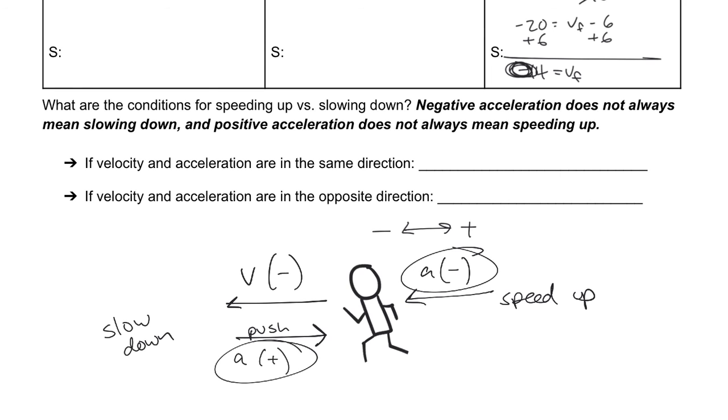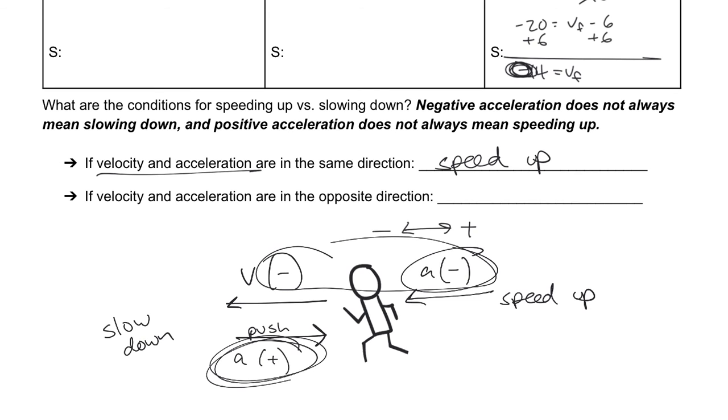So the conditions here are that if your velocity and your acceleration are in the same direction, so they're either both negative or they're both positive, then you speed up. But if they're in opposite directions, one is positive and one is negative, you end up slowing down. So when you're considering the velocity and the acceleration, if they're both the same, both positive or both negative, you're speeding up. If they're opposite, one's positive, one's negative, you're slowing down.